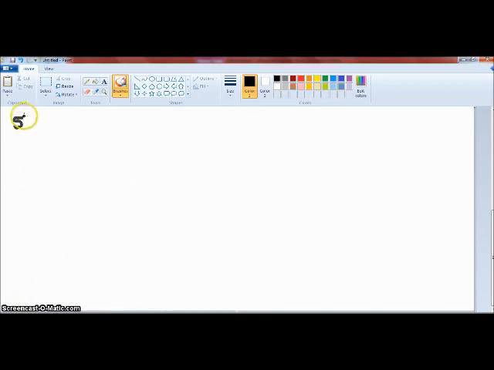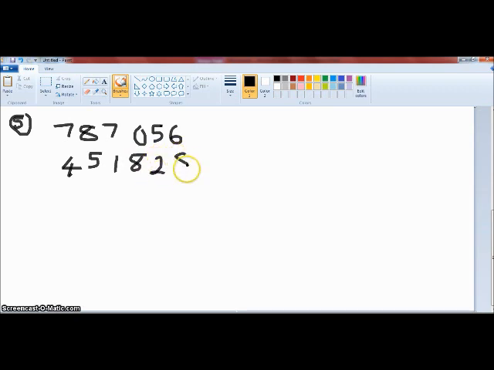We are now doing question 5. Question 5 required us to find the difference. Now the word difference means minus or subtraction. So we needed to find the difference between 787,056. From this we are supposed to subtract 451,828.